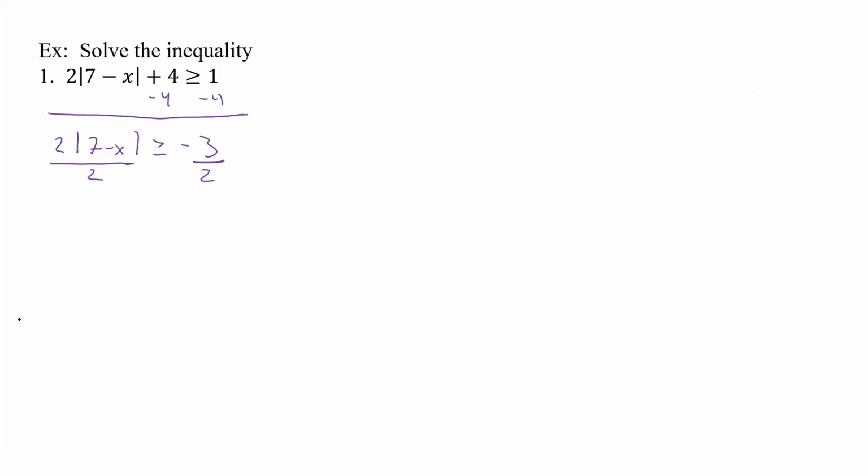And what do we get there? Well, we get the absolute value of 7 minus x is greater than or equal to negative 3 halves. Okay. Now, when we have greater than, we're going to split it into "or." So that's going to give us 7 minus x is greater than or equal to negative 3 halves, or 7 minus x is less than or equal to the opposite of that, which is positive 3 halves.